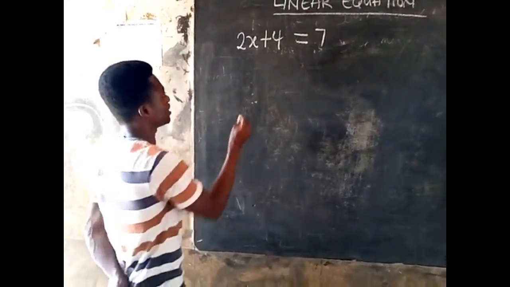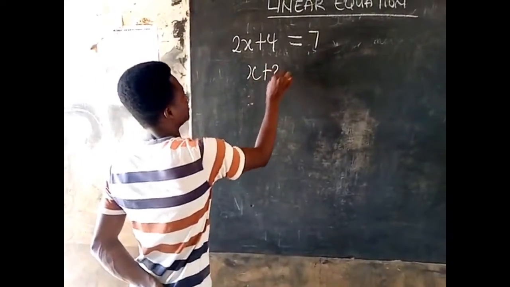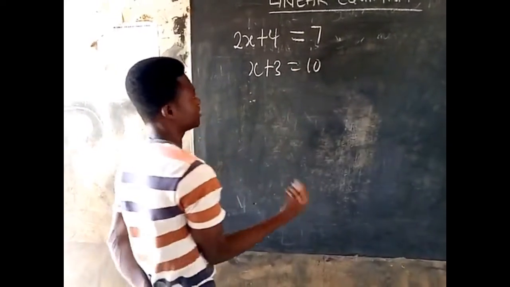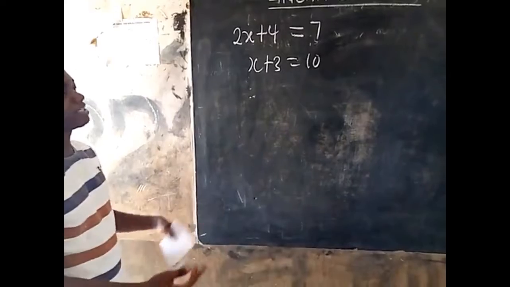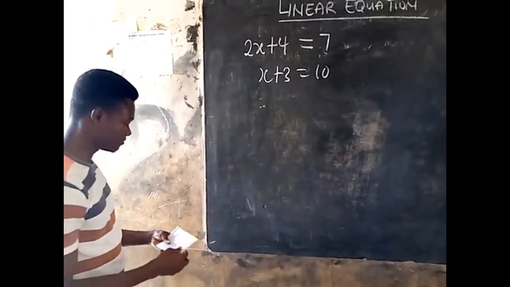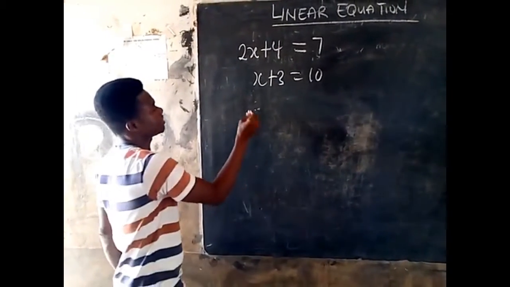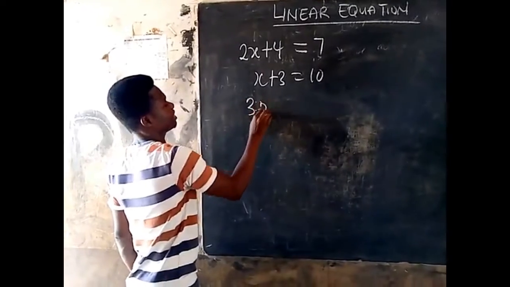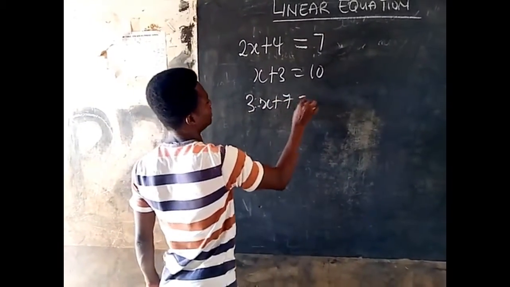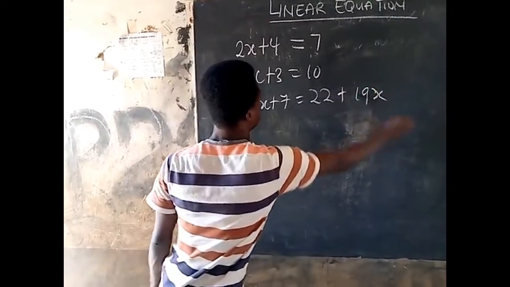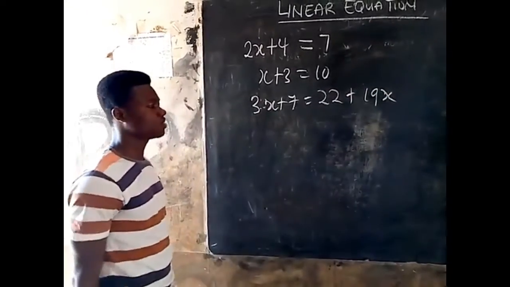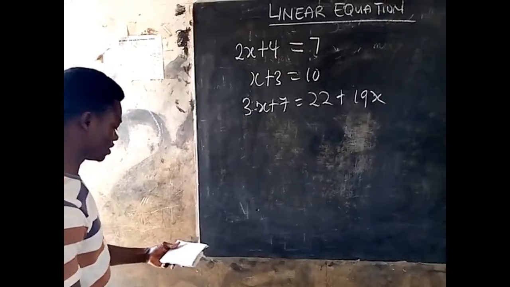Let's also say x plus 3 equals 10 is an example of an equation, because we are talking about a statement involving an equal sign. Another example we can give is 3x plus 7 equal to 22 plus 19x. This is also an example of an equation.